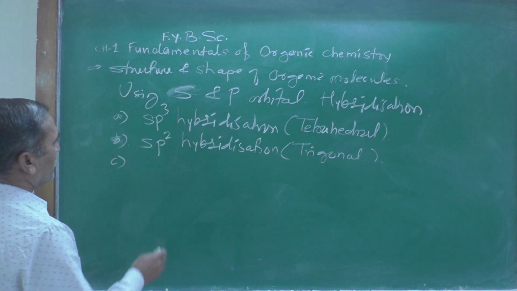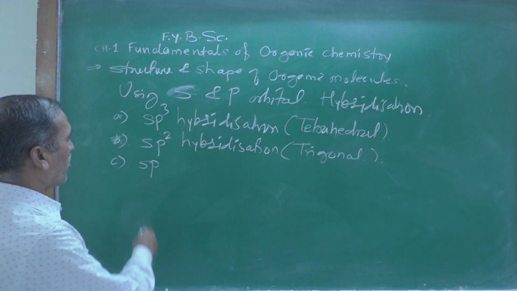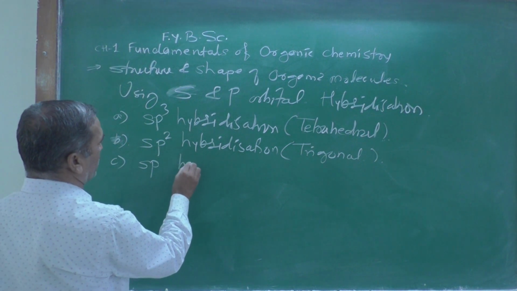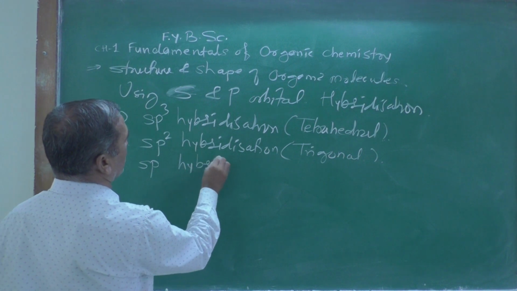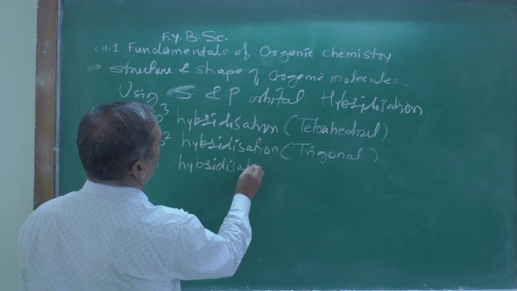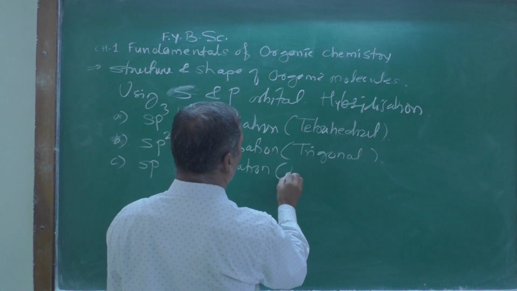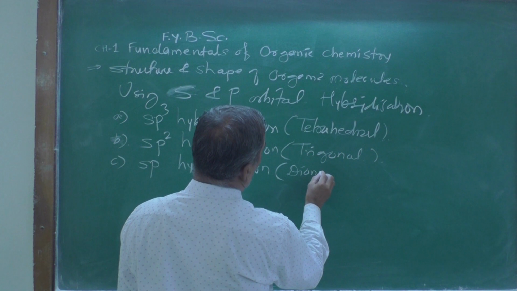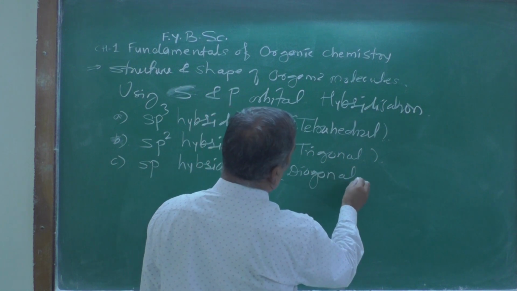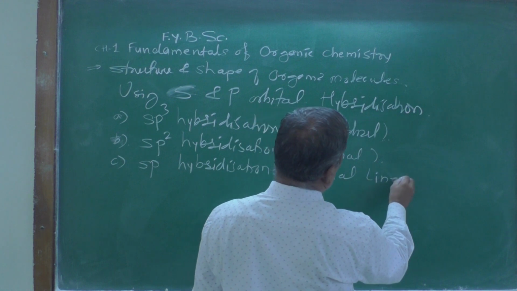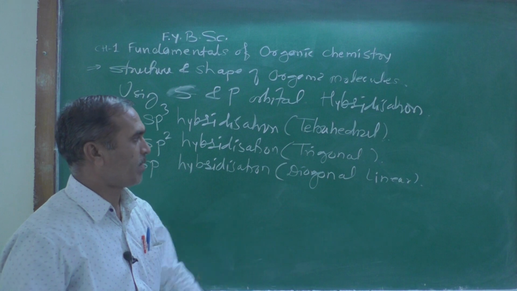Then the third, where one s orbital and one p orbital participate, gives sp hybridization, which is known as diagonal or what we can call a linear shape.